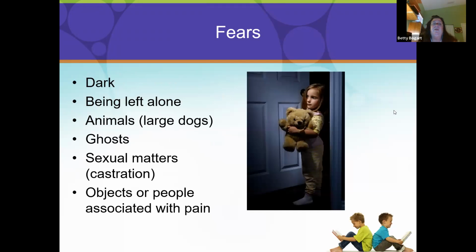Fears. This is where they hate the dark, do not want to be left alone, and there are ghosts and somebody's going to come and get me. And this goes throughout the preschooler times. They're afraid of large dogs, even small dogs, especially if they've had an experience. They're afraid that something's going to happen to their penis if you wash it or touch it, or their vagina, or something's going to happen. And they're also afraid of people associated with pain, which means you, the nurse, coming at them for another immunization or injection, right?